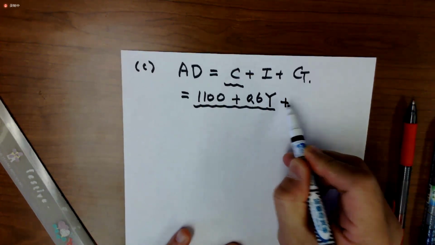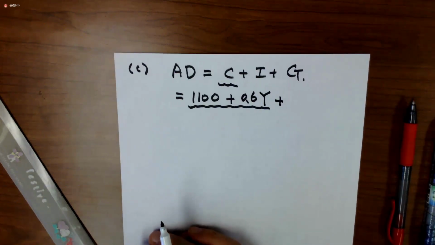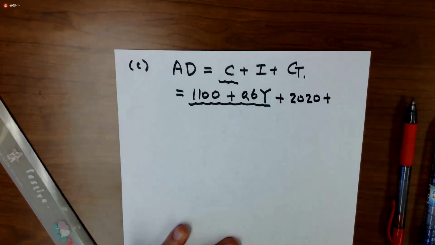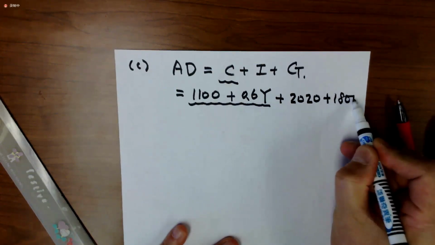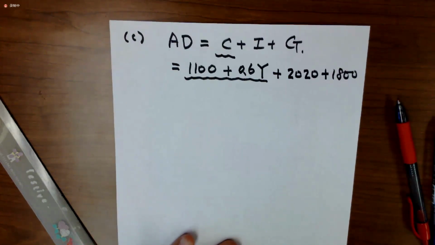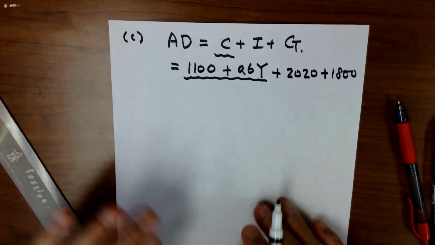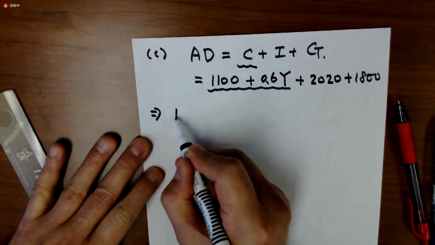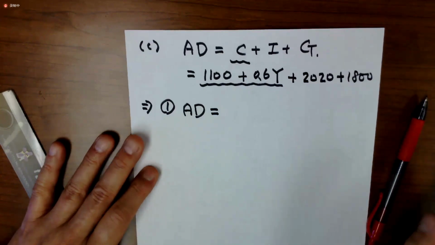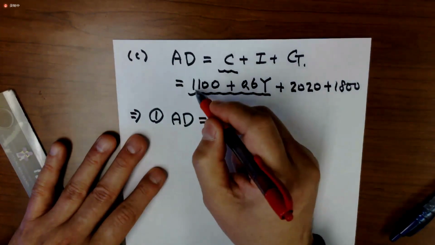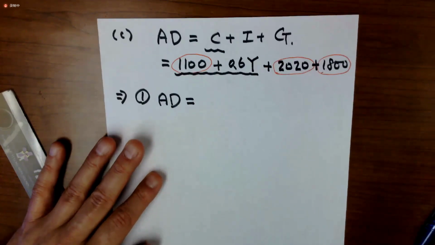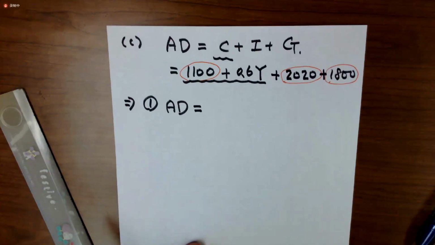All right. So what is I equal to? What's the investment equal to? 2020. What is government spending equal to? 1800. Everybody? So therefore, I get my equation 1: Y equal to, you have 3 constants, 1100 plus 2020 plus 1800. So what's the sum of those 3 constants?